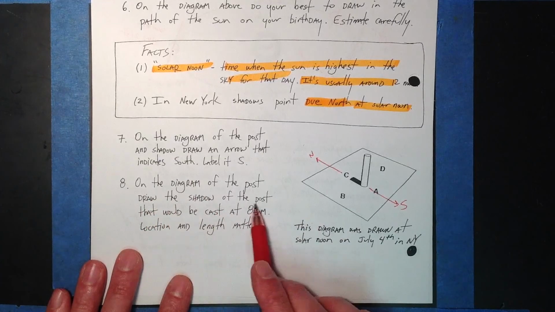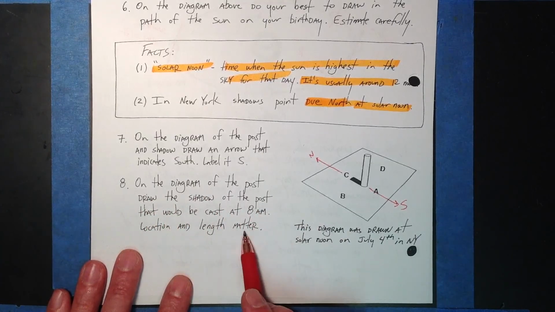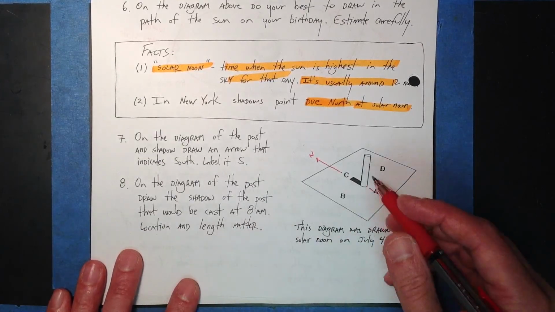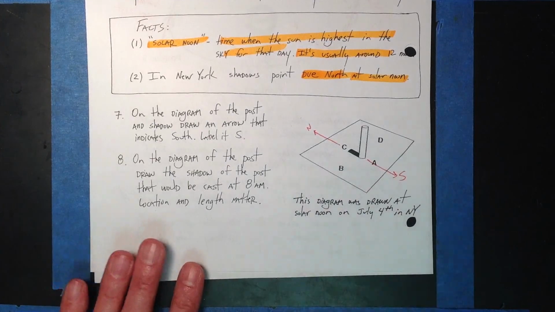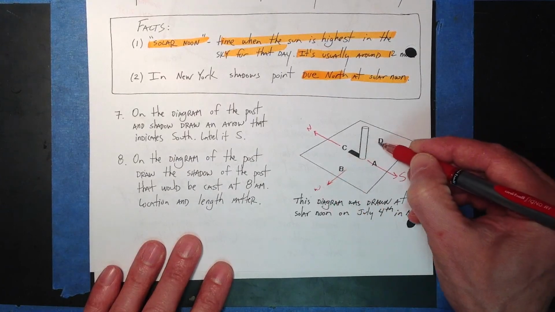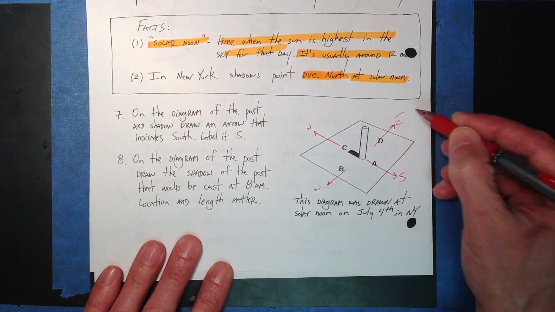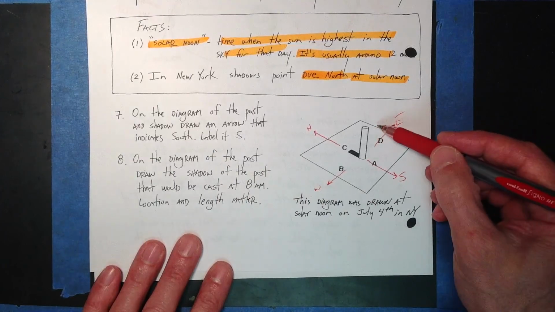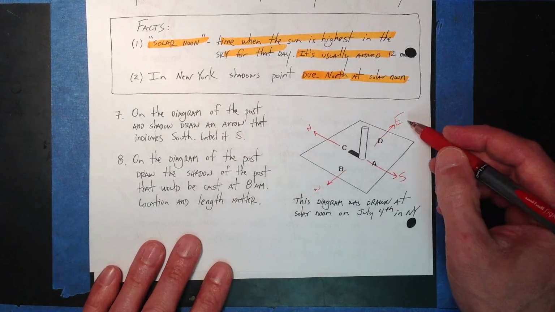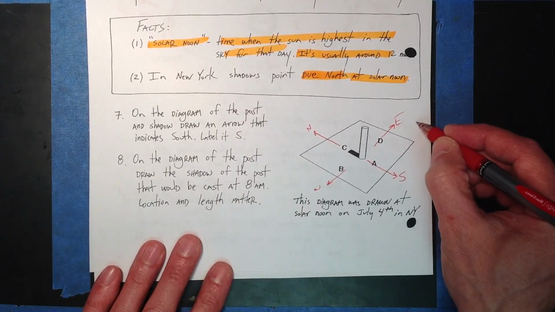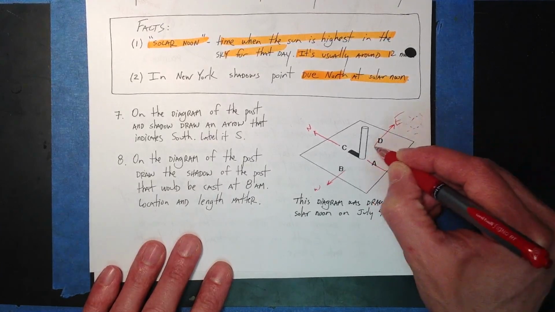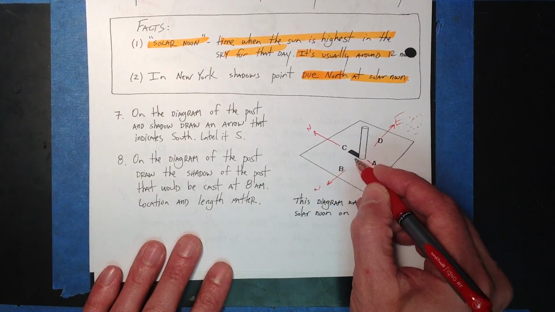We'll just go on to 8. On the diagram of the post, draw the shadow of the post that would be cast at 8 a.m. Location and length matter. Location is going to be a bit estimated, and length is going to be estimated, but there is some sort of reason to this. You got to realize north and south, and so west is this way, and due east is this way. The sun always rises somewhere in the east. It's going to rise over here somewhere. The idea is July 4th at 8 o'clock, the sun's been up for a while, but the sun is somewhere over here. It's hard to draw the three-dimensional up in the sky. Here's the sun casting light this way. So the shadow is going to go in this direction.